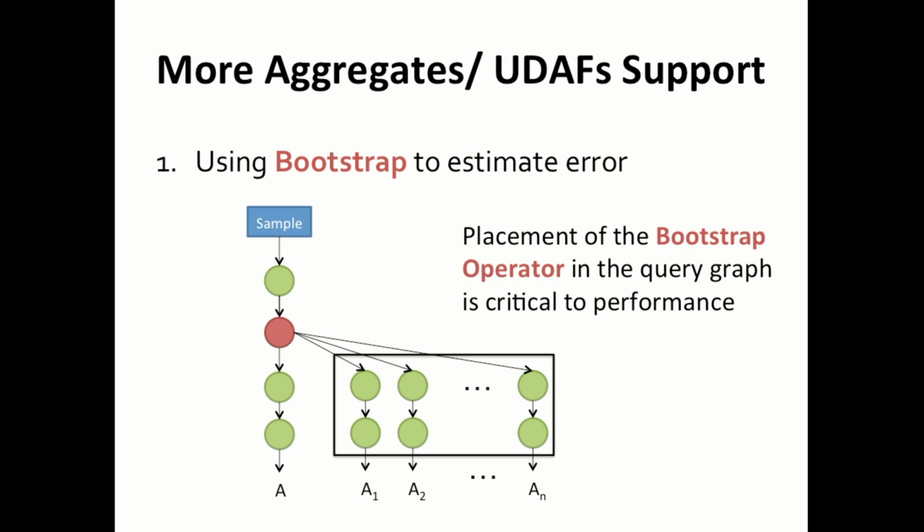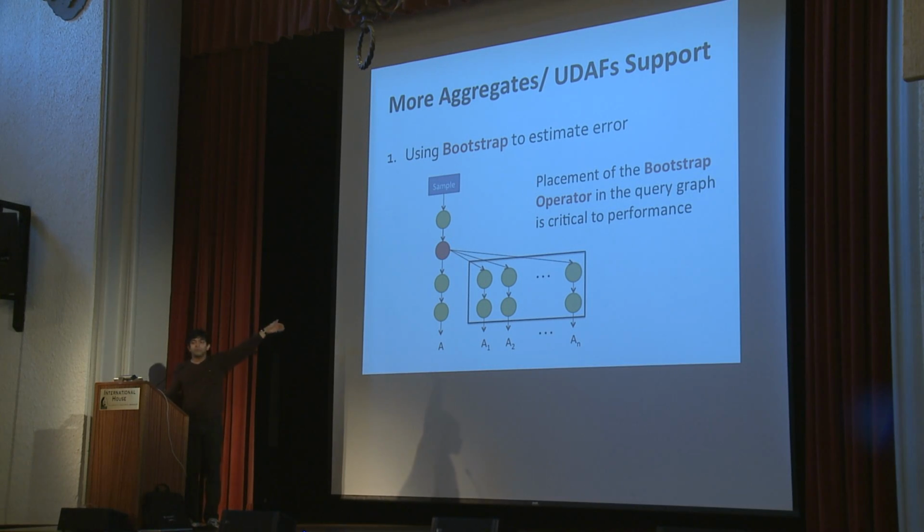Now, one of the important things here is that the placement of the Bootstrap operator in the query graph is very, very critical to the performance. The further we can push down this Bootstrap operator, it's first of all operating on less data, because it might be possible that certain filter operators have filtered this data to a great deal. And then the remaining query is also shorter.